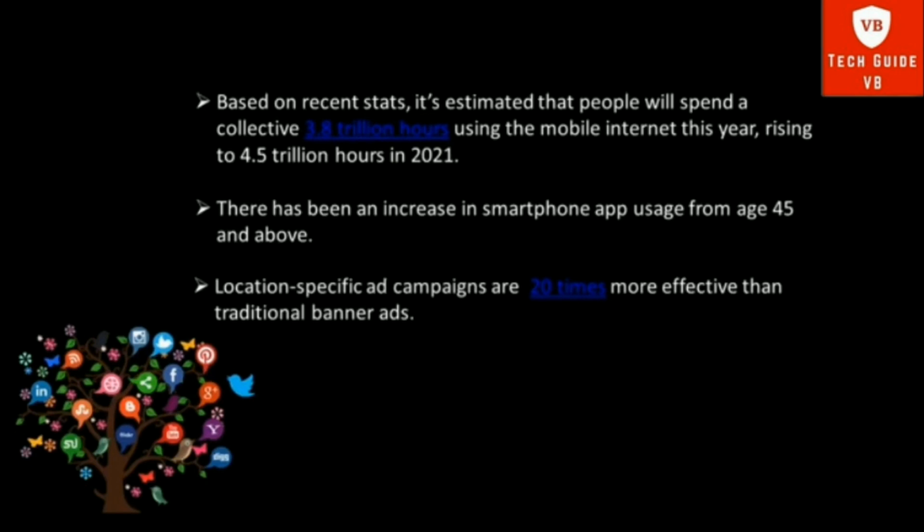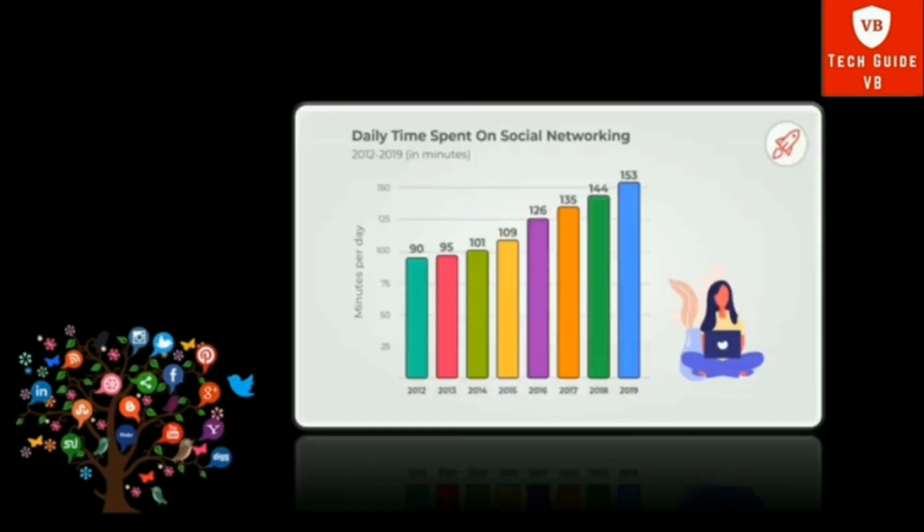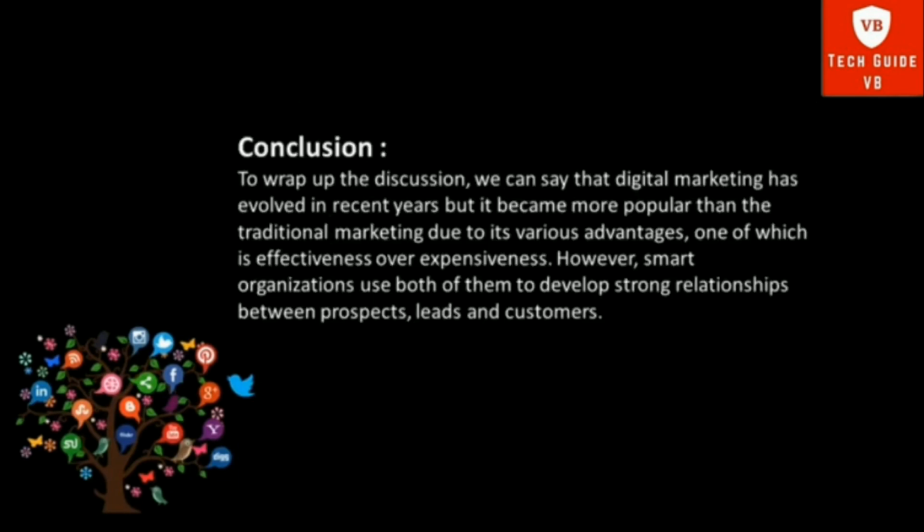There has been an increase in smartphone app users from an age of 45 and above. Location-specific ad campaigns are 20 times more effective than the traditional banners. And this figure shows that the daily time spent on social networking increases day by day from 2012 to 2019.